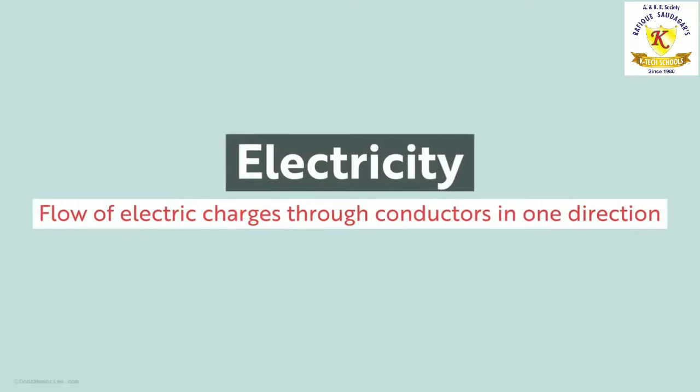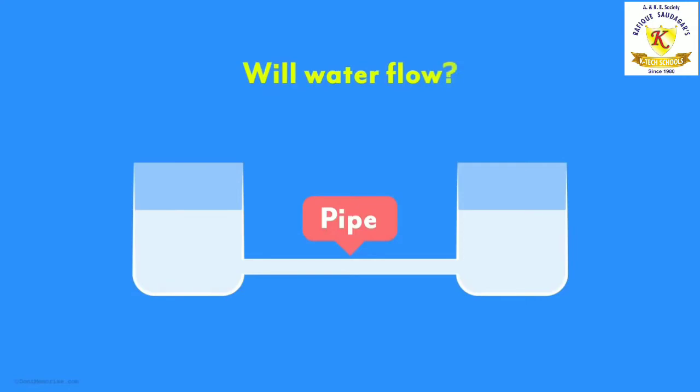Got it, dear children? Imagine you have two beakers filled with an equal amount of water and they are both connected to each other by a pipe at the bottom. If you observe the two beakers for a few seconds, do you think the water will flow from one to the other? No, you will see that the water in both the beakers stays as it is and there is no flow of water.